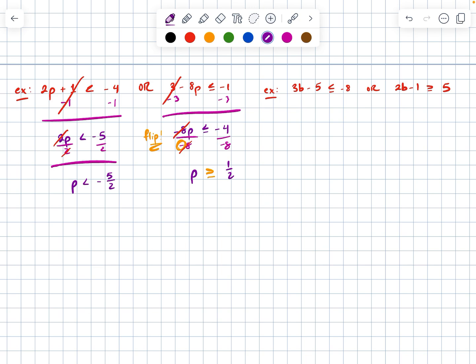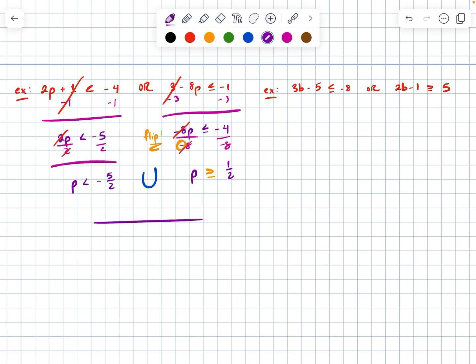So either p is less than negative 5 halves, or I'll use my funky symbol for it. What's the symbol for or again? It looks like a U, the symbol U. So here, either p is less than negative 5 halves, or p is greater than or equal to 1/2.